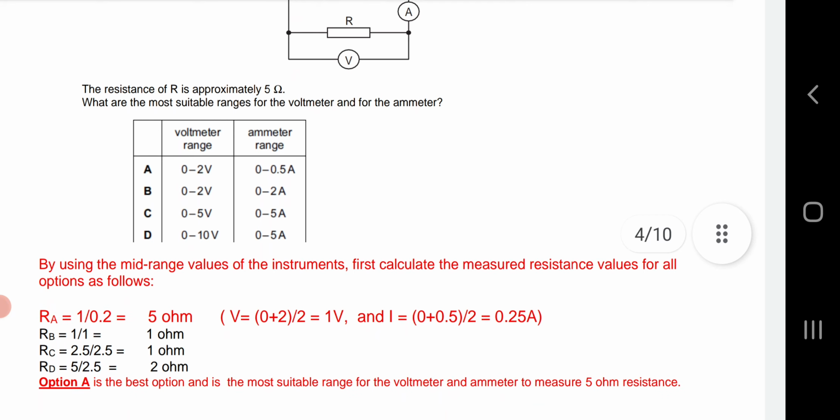So using this methodology and by using the mid-range values of the instruments, we will first calculate the measured resistance values for all options as follows. For option A, resistance is 1 over 0.2 is 5 ohm, where 1 is the mid voltage range and 0.2 is the mid ammeter range. For option B the resistance is 1 ohm, for option C similarly is 1 ohm, and for option D it is 2 ohm. So here option A is the best option and is the most suitable range for the voltmeter and ammeter to measure 5 ohm resistance.